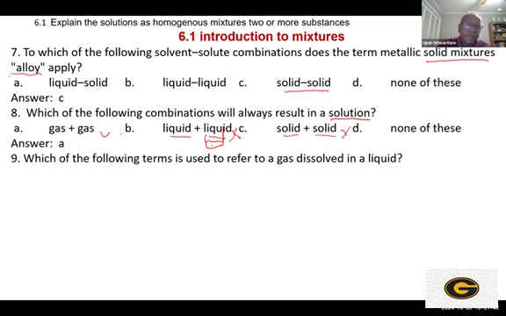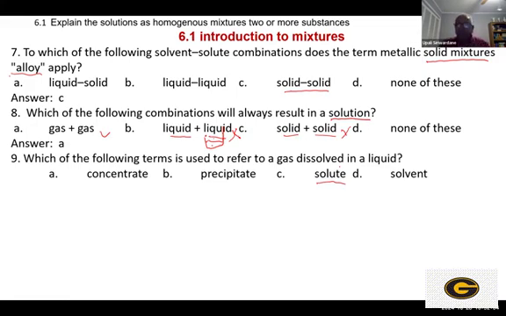Which of the following terms is used to refer to a gas dissolved in a liquid? Gas dissolved in a liquid is the solute. Liquid is the major component. Therefore, gas is the lower component. Therefore, C is the answer.